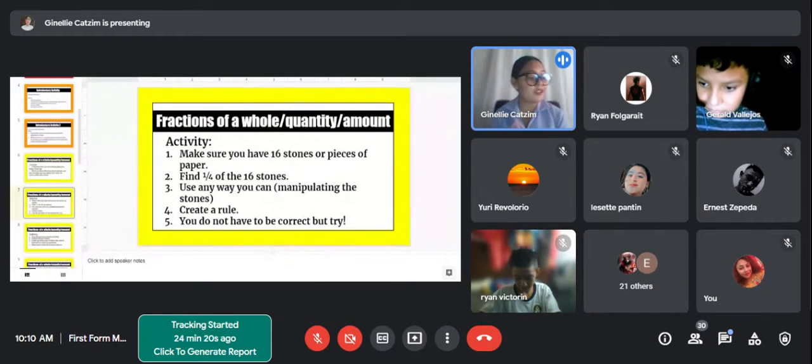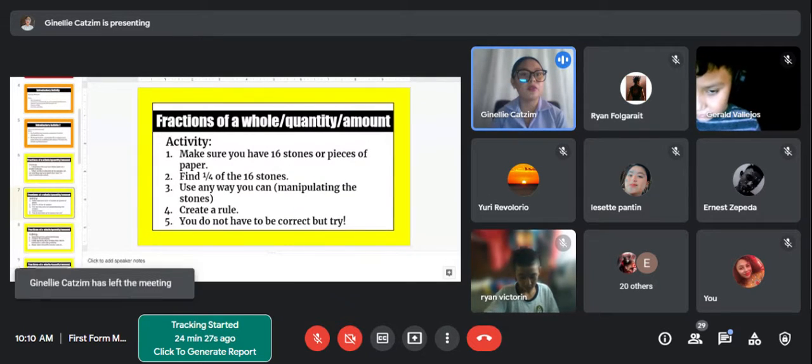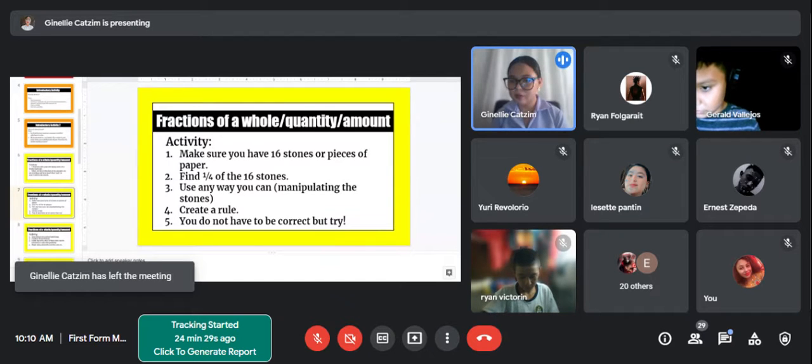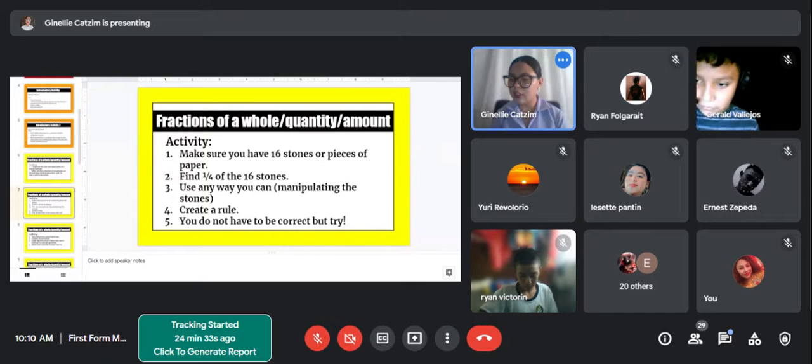Manipulate however you can, but I do want to see if you can come up with a rule. And I do not see some of you turning on your cameras.